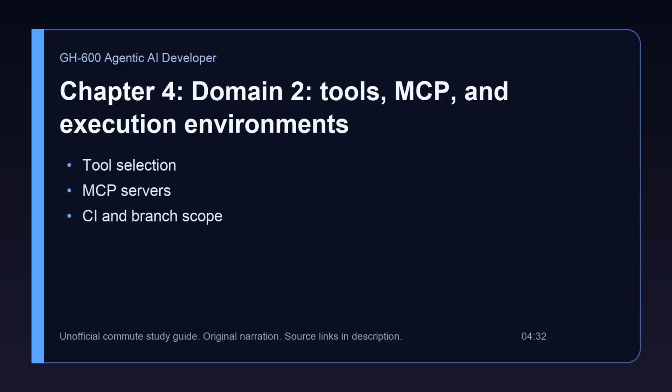Agents act through tools. A tool can read files, search code, edit files, run tests, call the GitHub API, open pull requests, access an MCP server, query documentation, or interact with CI. The first question is not, how many tools can I give the agent? The first question is, which tools are required for this task? The principle is least privilege.